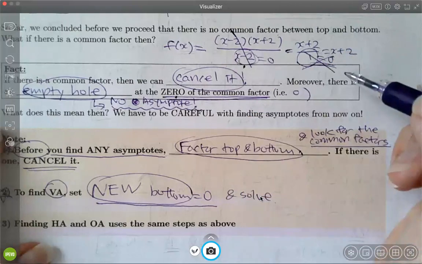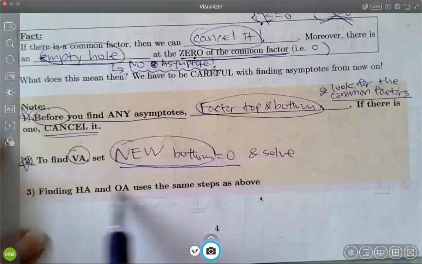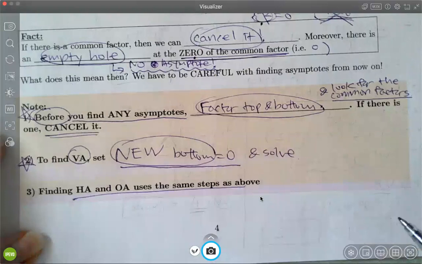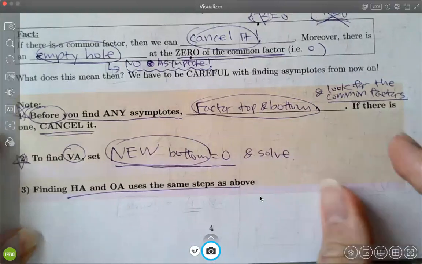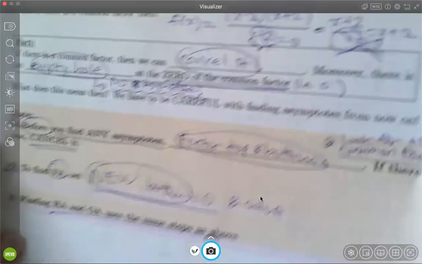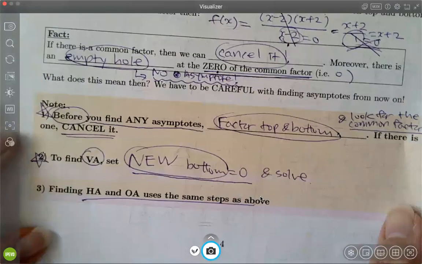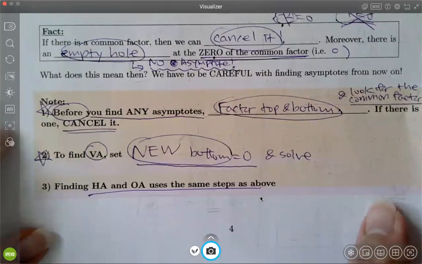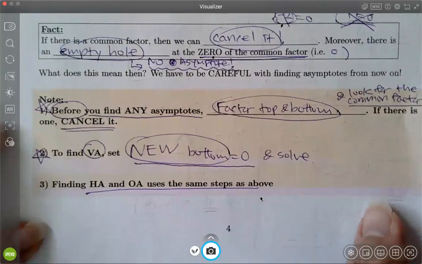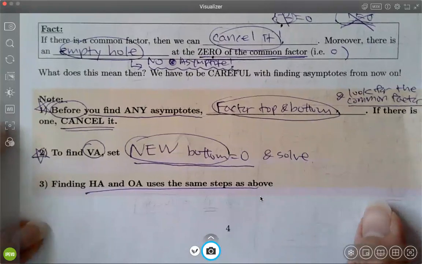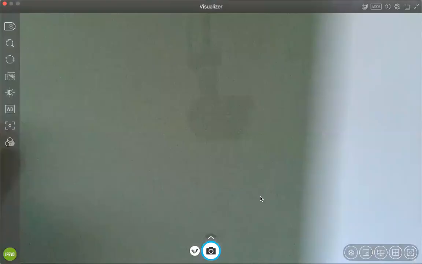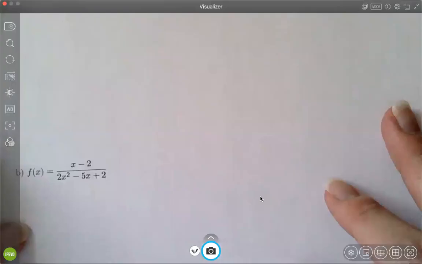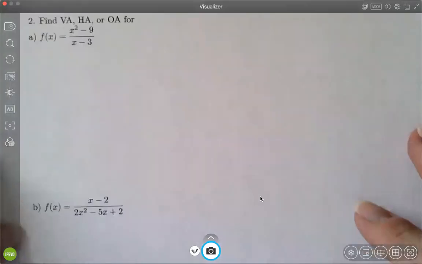Okay, and for the other 2 asymptotes, you can use the exact same scheme as before. Okay, so the only scheme that's a little bit different is the vertical asymptote. Okay, so now let's illustrate all of these for the following 2 problems. Okay, so again, it's same thing as before, find the asymptotes.